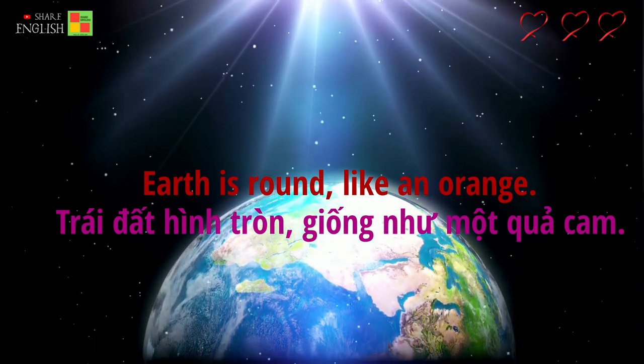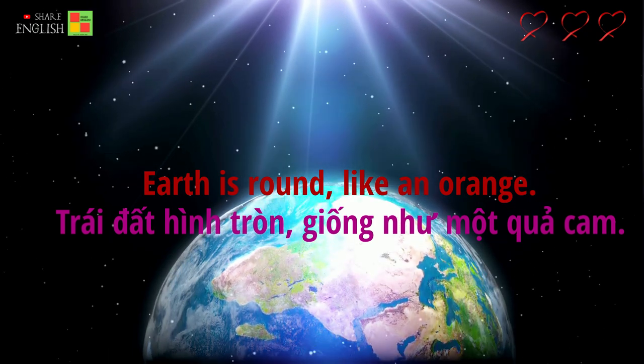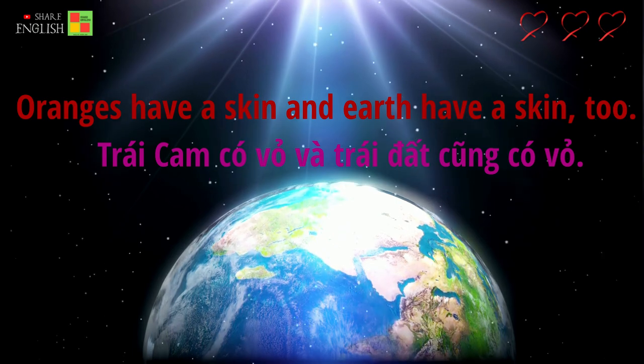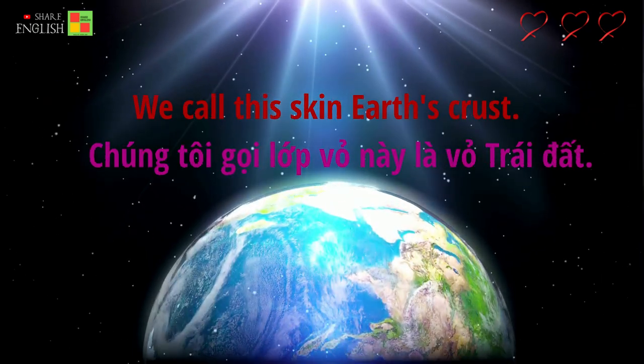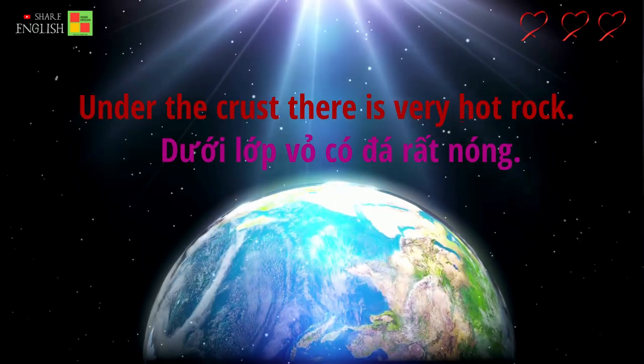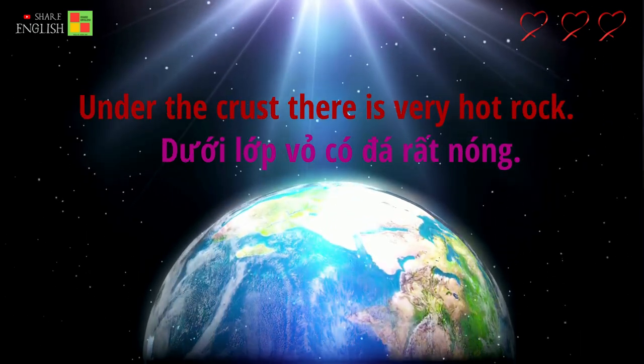Earth is round, like an orange. Oranges have a skin, and Earth has a skin too. We call this skin Earth's crust. Under the crust, there is very hot rock.